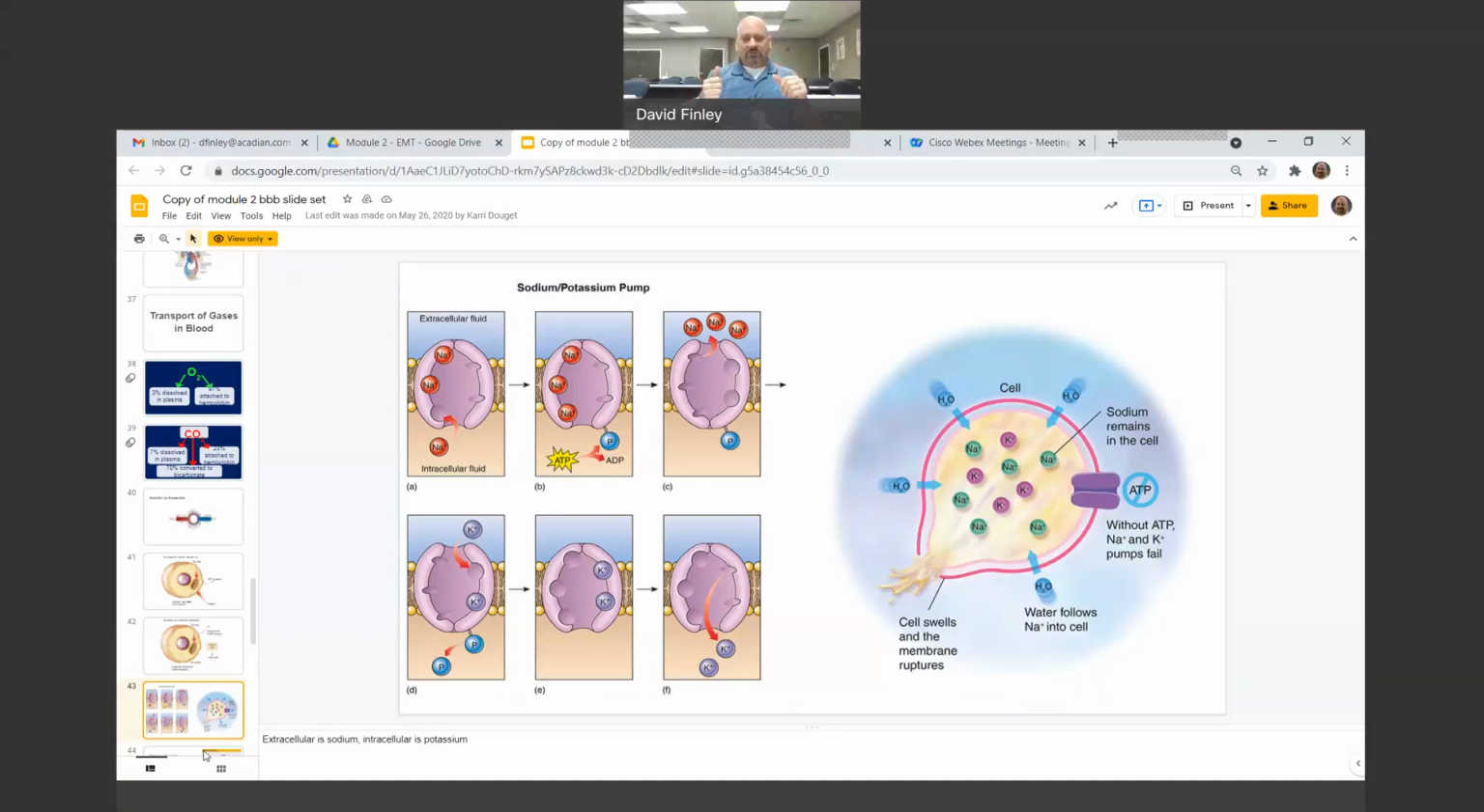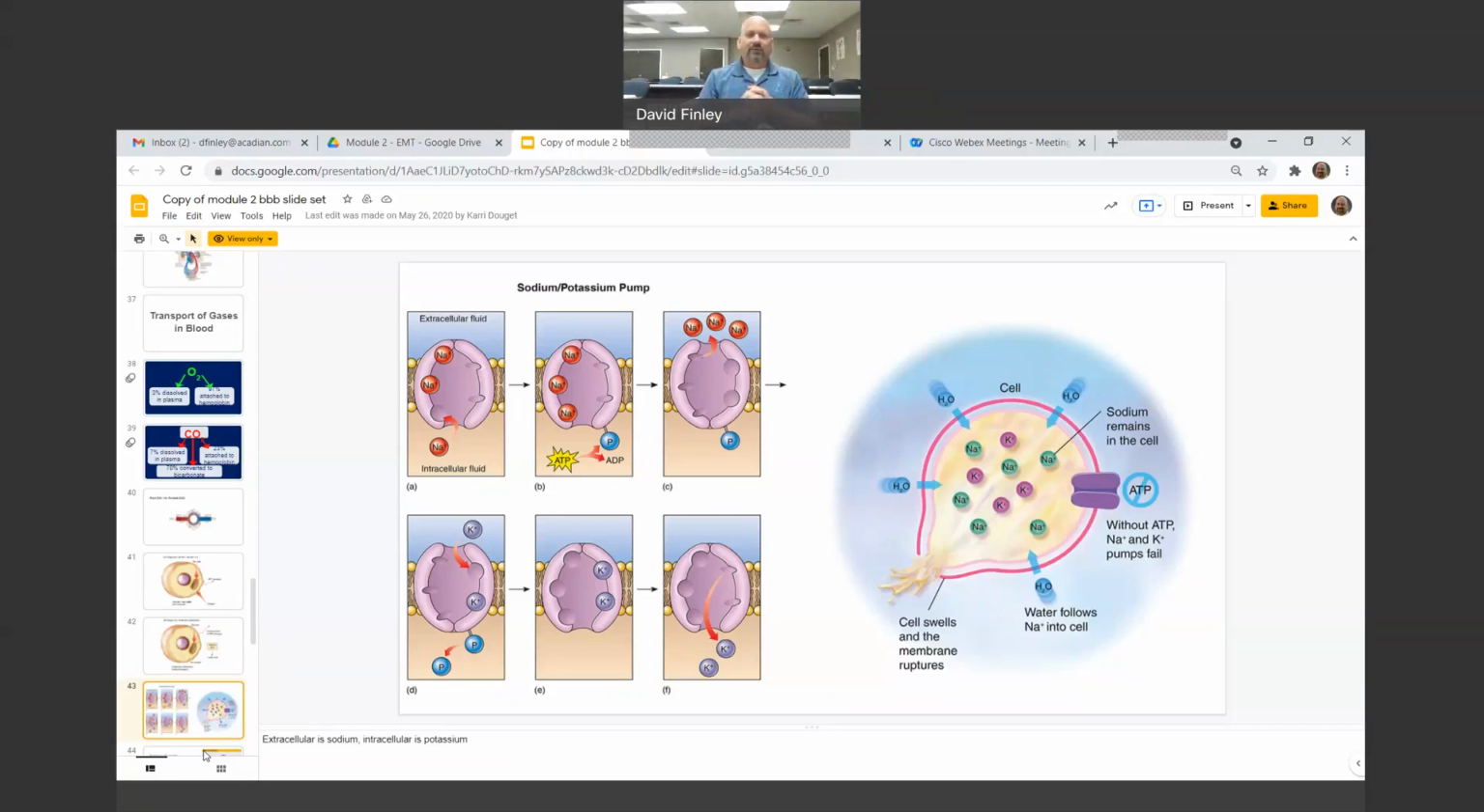When that cell wall starts to fail because of that lactic acid and that little pump fails, all that extracellular sodium rushes into the cell, and then basically, as the slide on the side shows, the cell swells and then it ruptures and it dies, okay? So it's not coming back at that point.